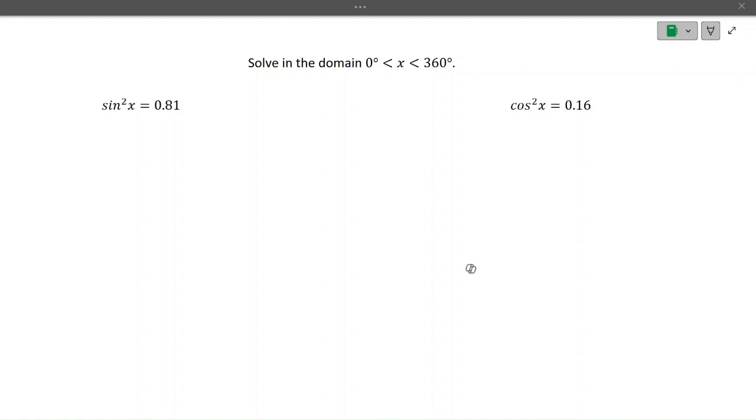We're solving trigonometric equations in the domain 0 degrees to 360 degrees, and we're doing it with a twist. You're going to notice both equations have sine and cosine squared. So that affects our graph, and that affects the number of solutions we get. So let's dive into the graphs first so we know what we're dealing with.